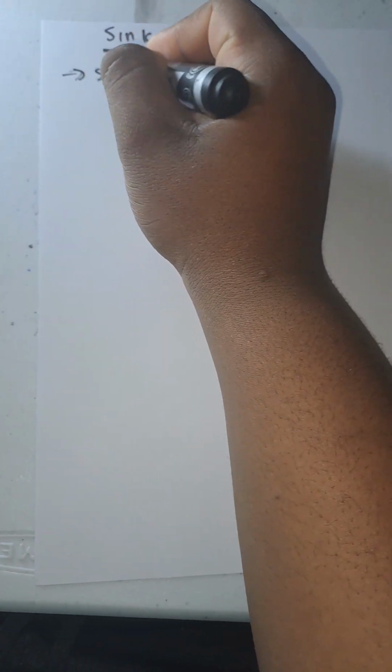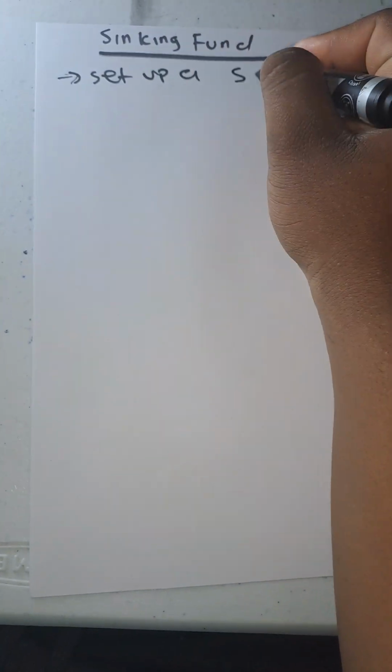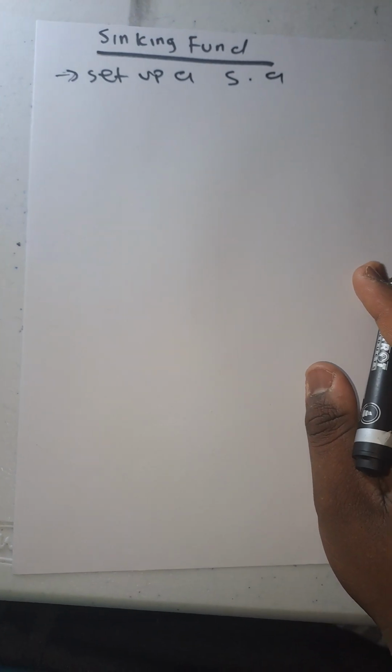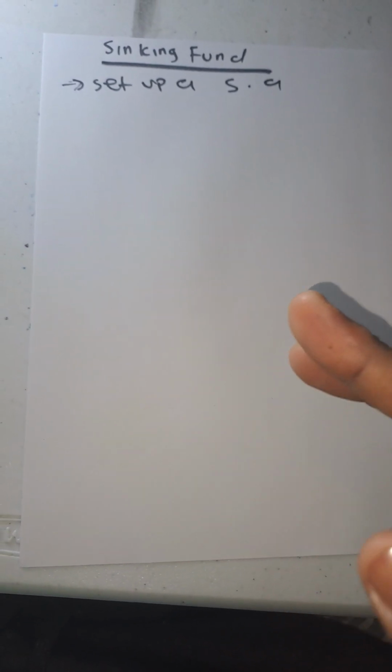It is when a savings account is set up to replace the current item in the future. So you set up a what? You set up a savings account, so that you can purchase something in the future.